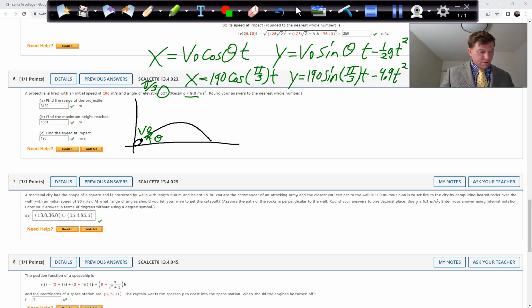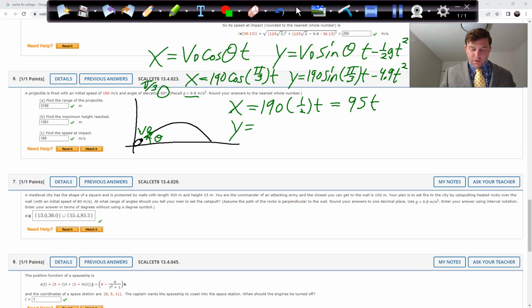Okay, it says find the range of the projectile. So the range is going to be, oh, let's actually simplify this even more. Cosine of pi over 3 is 1/2. So this is 190 times 1/2 times t, which is 95t. Pretty simple equation. For the y term, sine of pi over 3 is root 3 over 2. So we get 190 times root 3 over 2 times t minus this 4.9 t squared, which equals 95 square root of 3t minus 4.9 t squared.